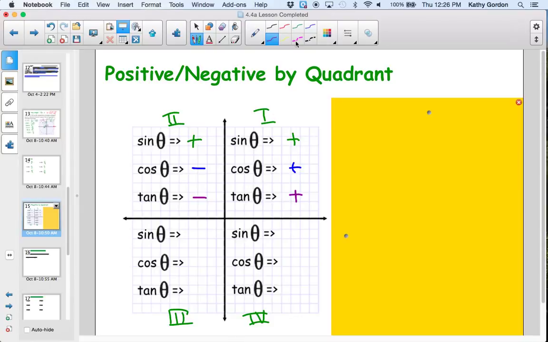Okay? Third quadrant, x coordinates, negative. Y coordinates, negative. So sine, negative. Cosine, negative. Tangent, positive, because now it's actually a negative over a negative when I take y over x, and so that actually ends up giving me a positive. Okay? And then in the fourth quadrant, x coordinates positive, y coordinates negative, so sine is going to be negative, cosine positive, tangent negative. Okay?